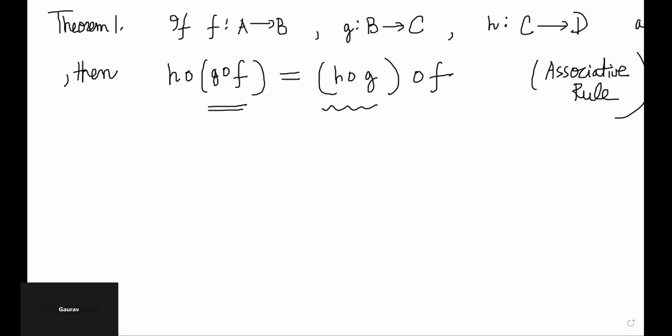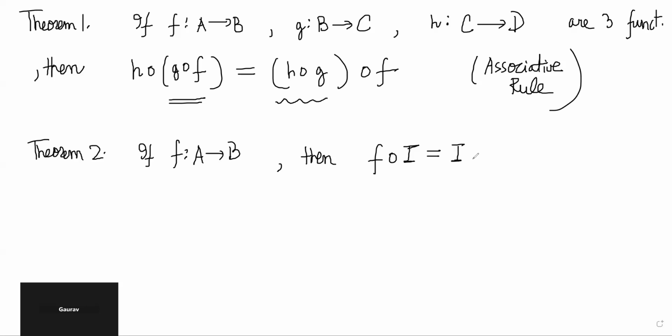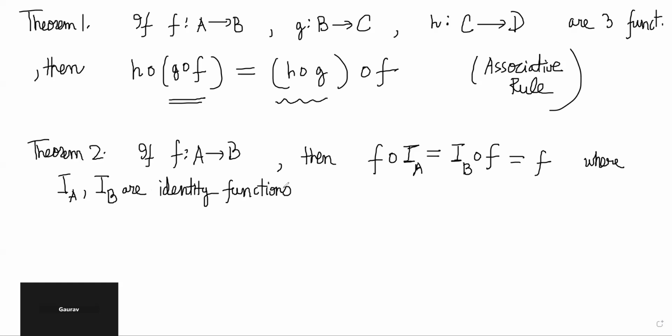Then the next idea is theorem 2, which says if f is a function from A to B, then f composition with the identity function IA is the same as IB composition with the f function, which is the same as f, where IA and IB are identity functions on A and B respectively.